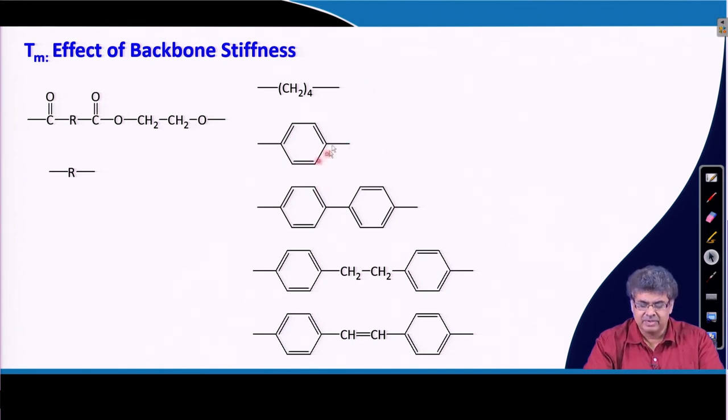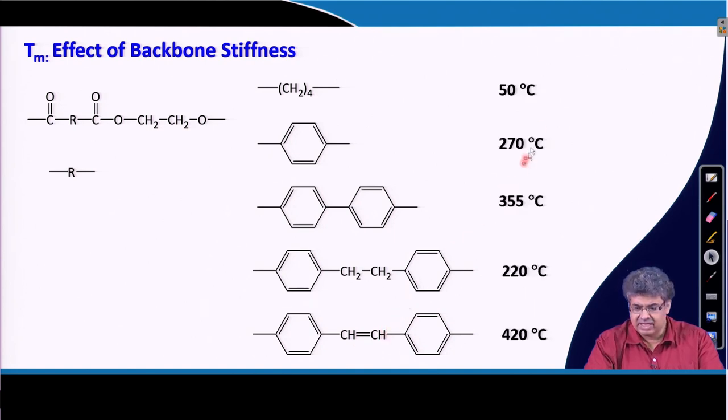Similarly, if we go from this to this, we are increasing the stiffness even higher, so we should expect that Tm should go even higher. But if we compare this to this, we are introducing much more flexible groups, hence the Tm should come down. But if you go from a single bond to a double bond, then we are introducing more rigidity, more stiffness, because rotation around a single bond is not possible in this case. So, Tm should go up in this case.